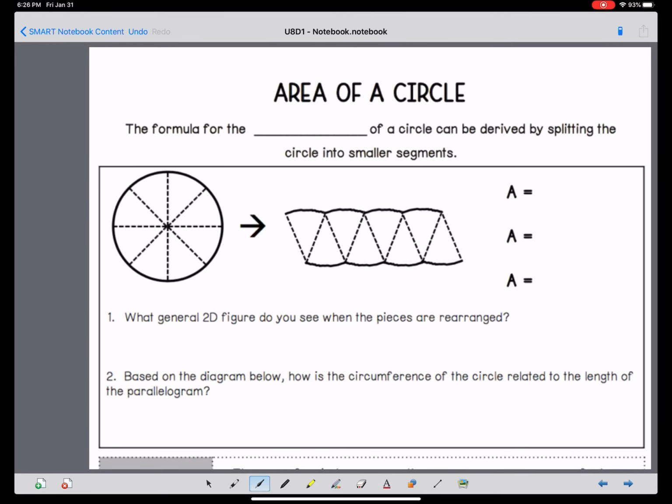All right, next slide. So now we're going to talk about the area of a circle. The formula for the area of a circle can be derived by splitting the circle into smaller segments. So you'll notice we have a picture over here of this circle, and it has now been split into smaller segments and it forms a different shape right here, but it could still also form a circle. And the shape that it forms is a parallelogram.